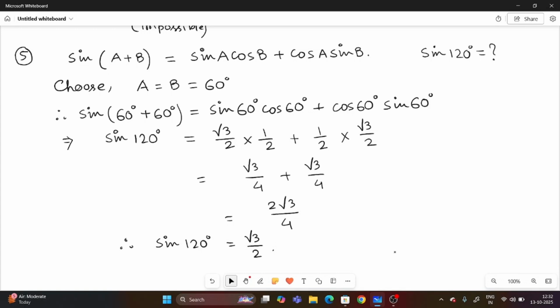So using some identity, if we want to find the value of some trigonometric ratio, we have to choose the angles in such a way that the angles are standard angles and their sum or difference gives the required angle.